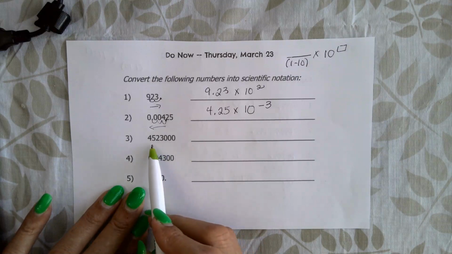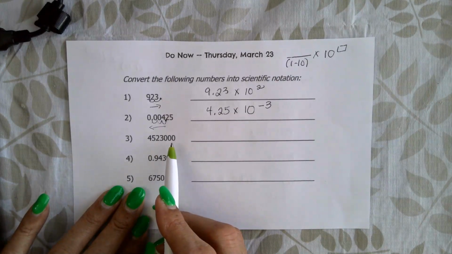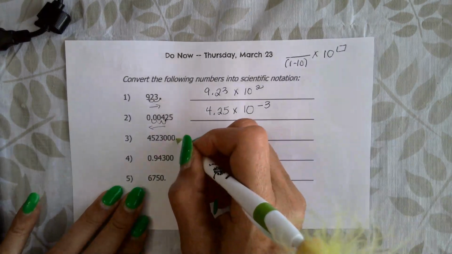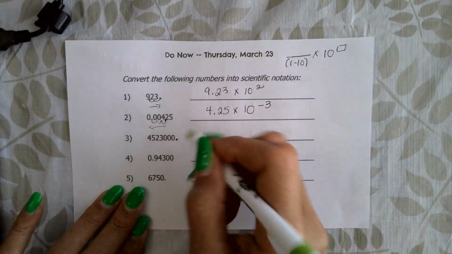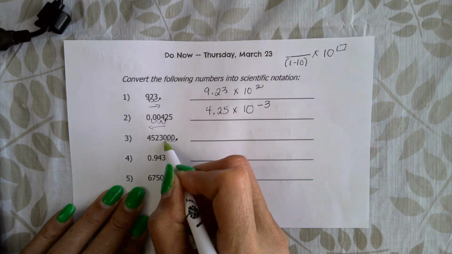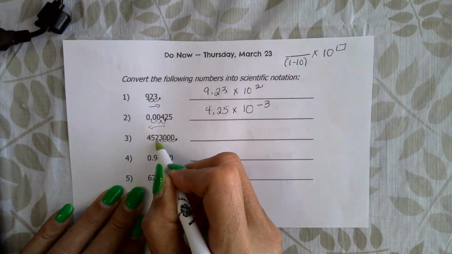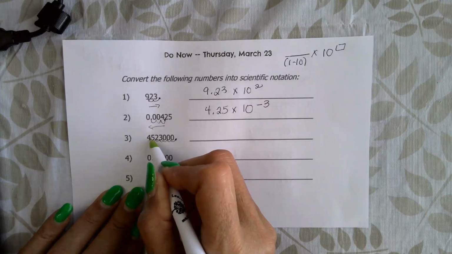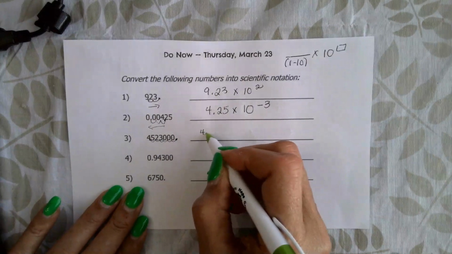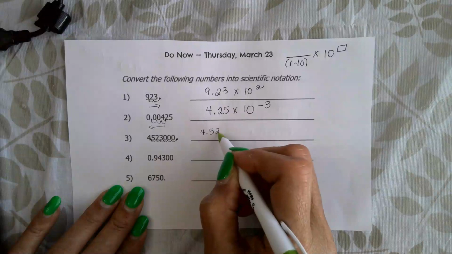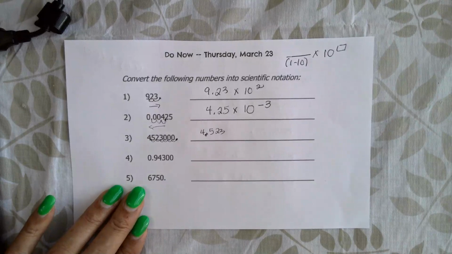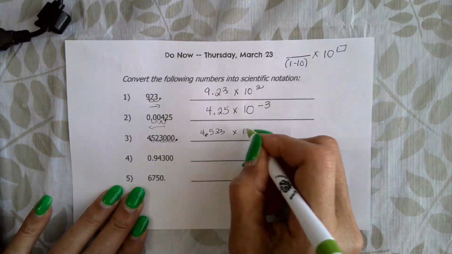My next number does not have a decimal point. So where are we going to put the decimal point? At the end. Very good. Okay. Now let's move it until we get a number between 1 and 10. 1, 2, 3, 4, 5. Ooh, finally, right here. So we're going to take these numbers, 4.523, 4 and 523 thousandths times 10.